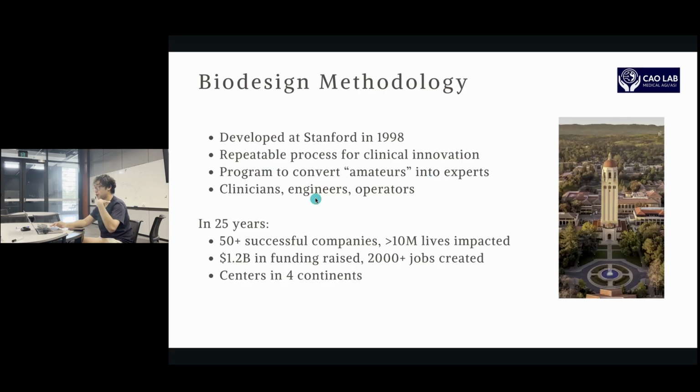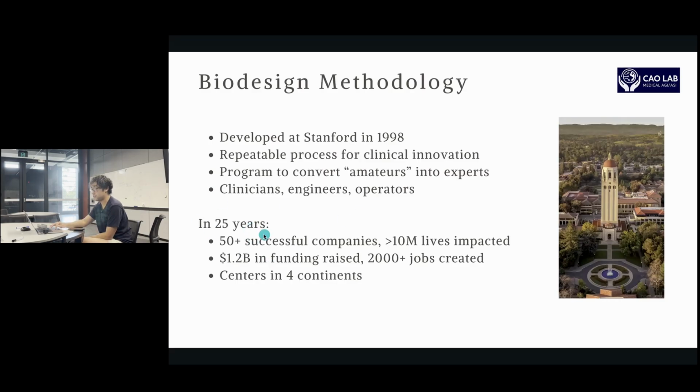And so it was developed as a program to convert complete amateurs into experts on how to actually bring something from research grade to the bedside. Okay, so very cool stuff. Now their focus was on all sorts of stuff because they recognized that everyone needs to be involved. So they targeted clinicians, they targeted engineers, they targeted business people as well, who they call operators, right?